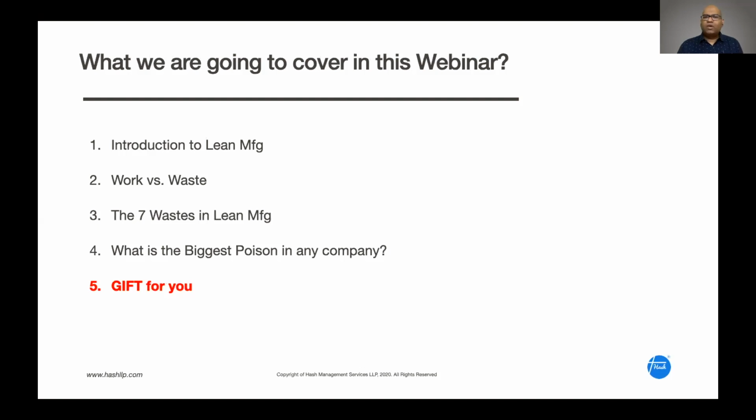And what are the things we are going to cover in today's session? I'm going to talk a little bit about lean manufacturing, the basics or the history, I would say, and then we are going to differentiate between work and waste, and then the 7 types of waste in any manufacturing company. That's what we are going to learn in detail. And what is the biggest poison which is present in every company? Right? We call it the mother of all the waste, the biggest waste. That's what we are going to learn today.